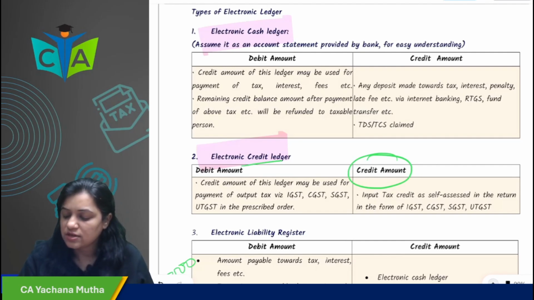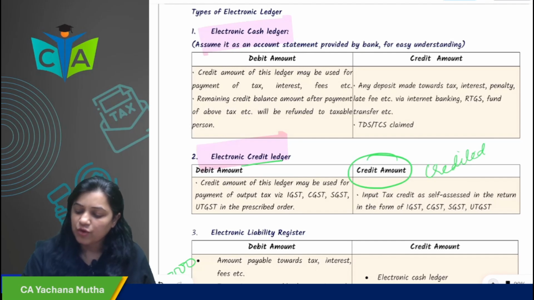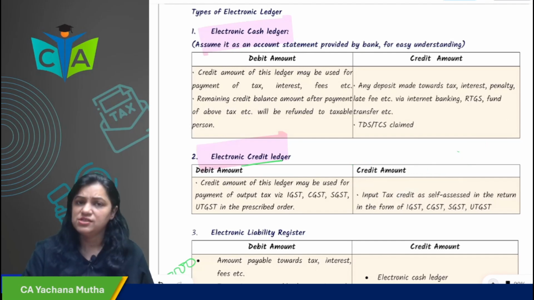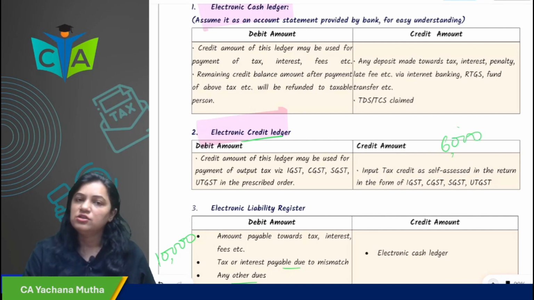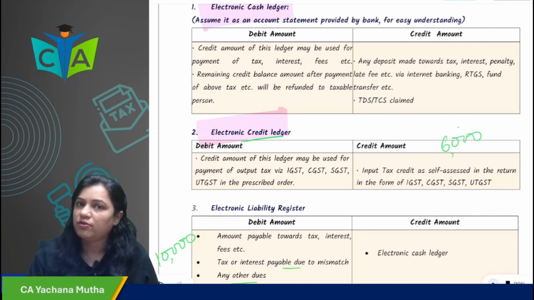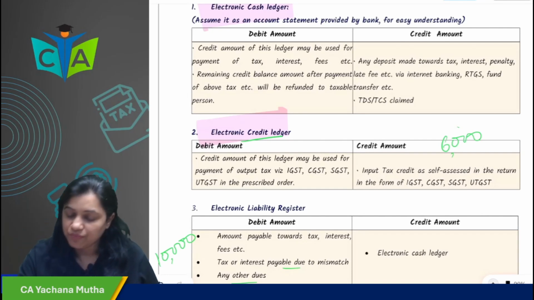That is the input tax credit as self-assessed in the return in the form of IGST, CGST, SGST, UTGST. It would be credited to the electronic credit ledger. For example, on purchases you have paid 6,000 rupees as GST, so it will be credited to your electronic credit ledger. You have taken that ITC in your GSTR 3B. From that it will come in the electronic credit ledger.